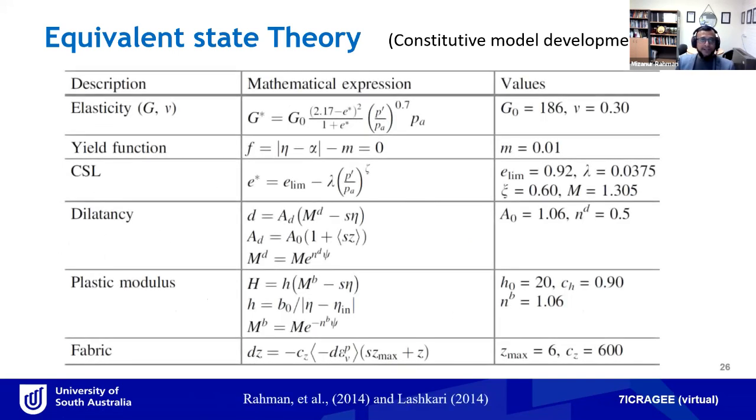If we want to know cyclic loading behavior, we again choose one of the models from 2014. This is exactly the same formulation. There is a little trick. They change the yield function slightly so that they can play with cyclic behavior. And they also have a constant fabric parameter. This fabric is different from the fabric evolution.